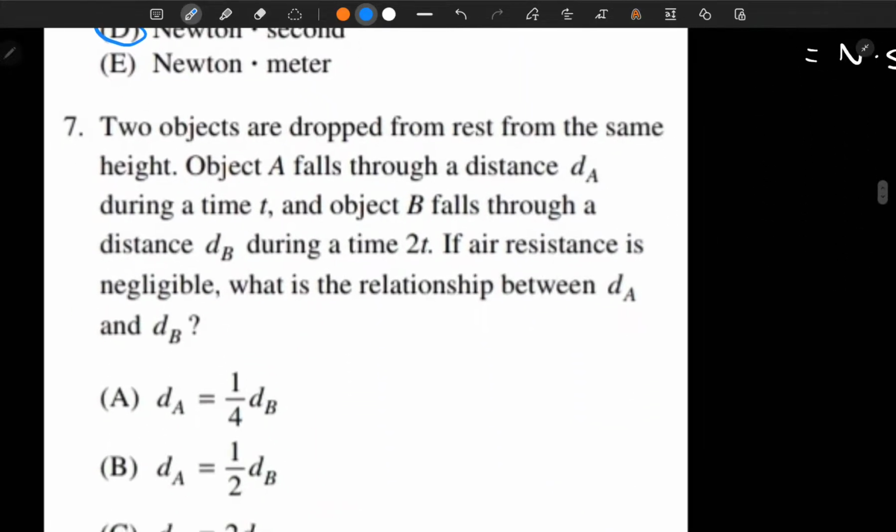Next, suppose there are two objects which are dropped from rest from the same height. Object A falls through a distance dA during a time t, and object B falls through a distance dB during a time 2t. If air resistance is negligible, what is the relationship between dA and dB?